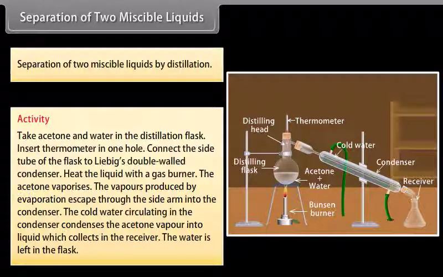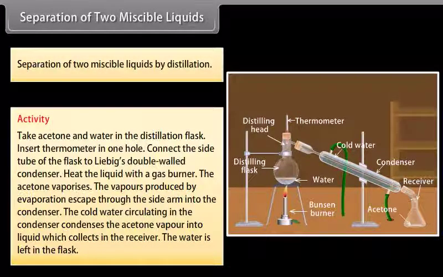Connect the side tube of the flask to Liebig's double-walled condenser. Now heat the liquid with a gas burner. The acetone vaporizes. The vapors produced by evaporation escape through the side arm into the condenser.